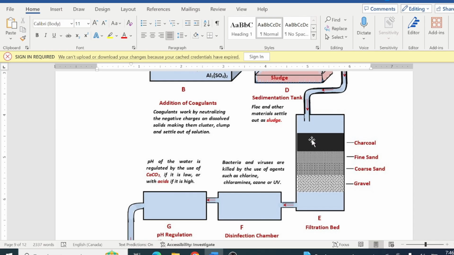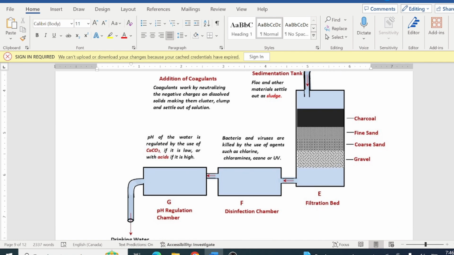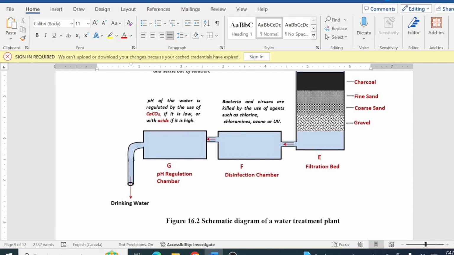So the water comes here now, but it still has pathogens, or maybe still has some kind of microorganisms that can be harmful to humans if ingested, okay? So it comes into the disinfectant chamber here, all right? The bacteria and viruses are killed by the use of agents such as chlorine, chloramines, ozone, or UV. And then finally here, you have pH regulation.